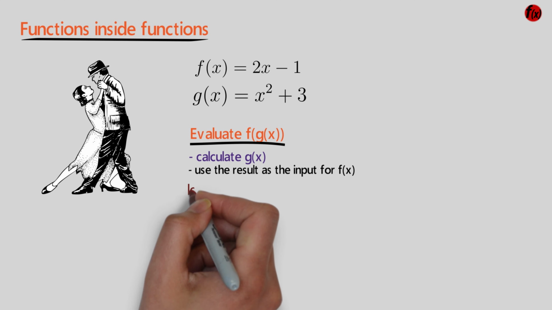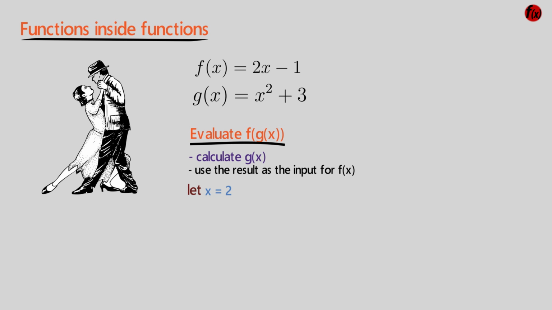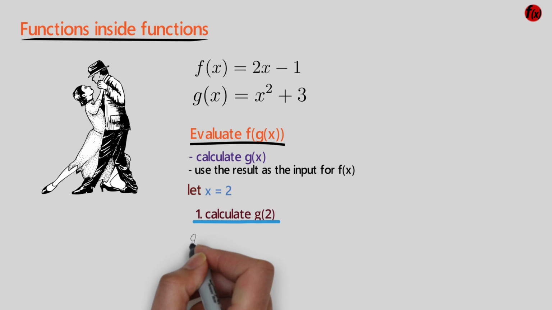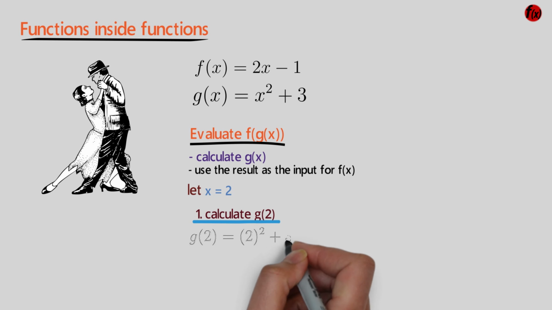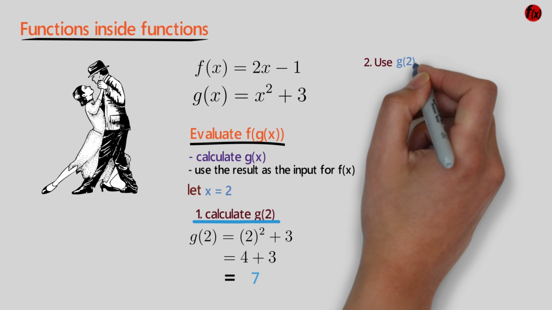Example calculation. Let x equal 2. First, calculate g of 2. Now, use g of 2 equals 7 as the input for f of x.